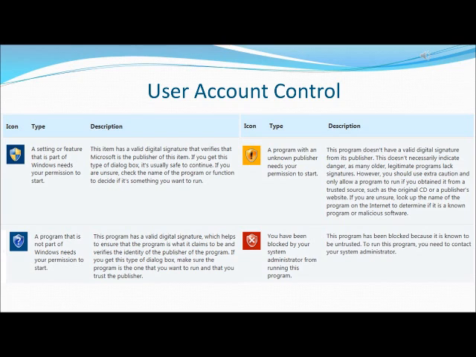The fourth type of icon is a red cross. That actually shows you very much from the icon itself. You have been blocked by your system administrator from running this program. This program has been blocked because it is known to be untrusted. To run this program, you need to contact your system administrator. If you are a system administrator yourself, you can go ahead and run the program, but make sure that you are not running something that cannot be trusted or might contain a virus that might infect your system, or any kind of security threat. It might be spyware, malware, or any kind of threat.